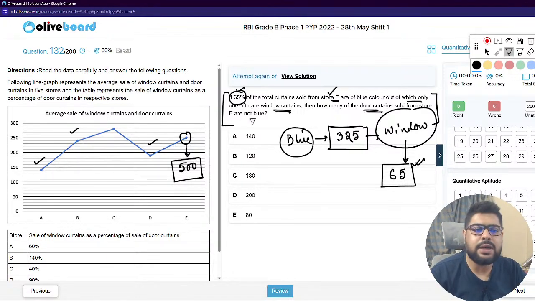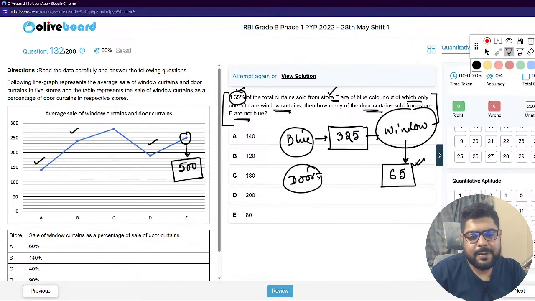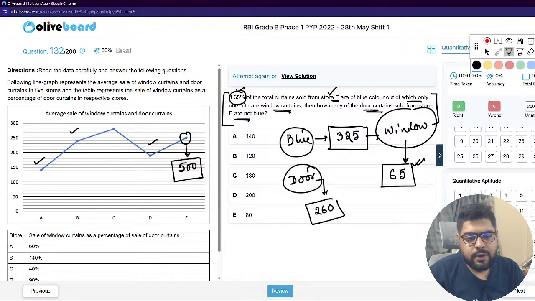How many door curtains which are sold from E which are not blue, sir? Achha, how many blue door curtains were sold? Sir, you will say, sir, it is 325, 65 gone, sir. So it will be 260. Sorry, 270, sir. एक सेकेंड, हमने क्या गलत किया? 325, 25 gone, 40, 260, sir. Door curtains were 260. Blue colored door curtains.